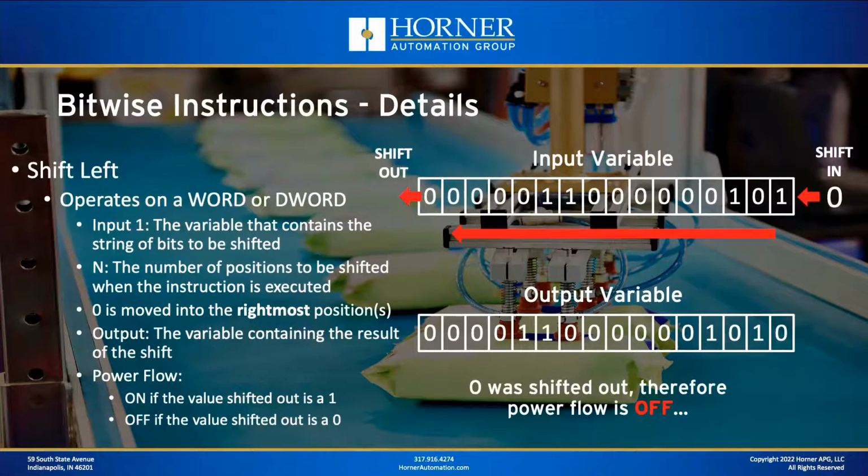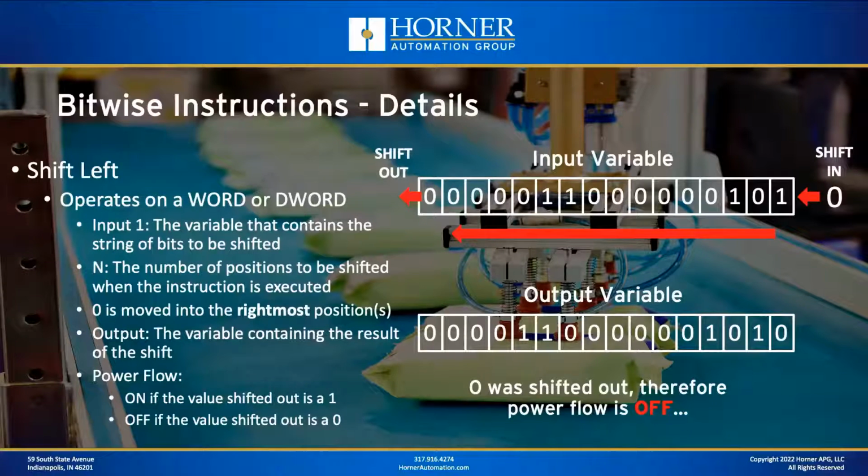Okay, next we're going to show you graphically what's happening here. So at the top, I'm showing you the bit pattern for the input variable. And then we're going to be shifting that input variable to the left, or at least the bit pattern. We're going to be shifting in a 0 into the rightmost position. And we're going to be shifting a value out of the leftmost position. At the bottom there is the output variable. So that's what the bit pattern looks like after we perform the shift.